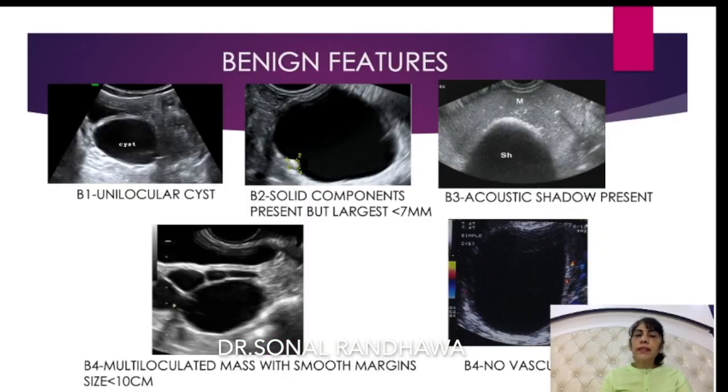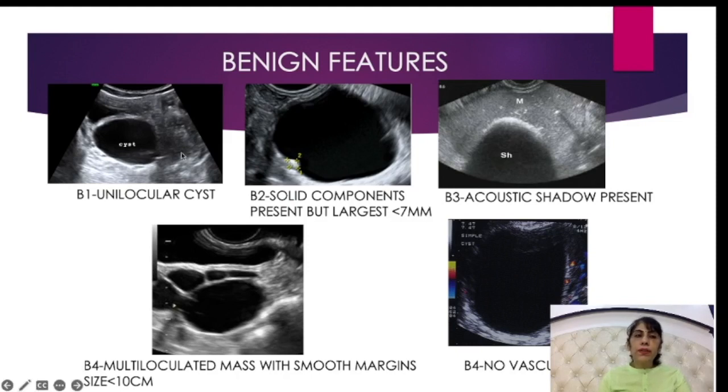And what is this criteria basically? They've described 5 benign features and 5 malignant features. For the benign, they've just named them rule B1, B2, B3. It's not like staging or classification, but just the name is there. So the first benign feature, they said, is a unilocular cyst.